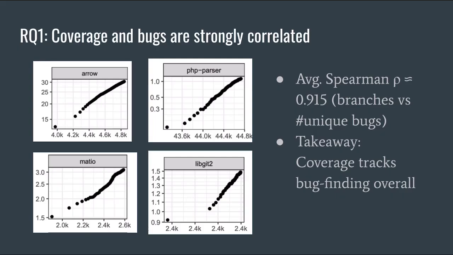So RQ1 is: is coverage associated with bug finding at all? Because if coverage wasn't even correlated with bugs, the whole proxy idea would collapse immediately. The authors confirm what most people in fuzzing already assume. Coverage and bug discovery are strongly linked.